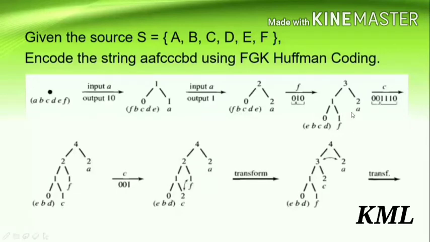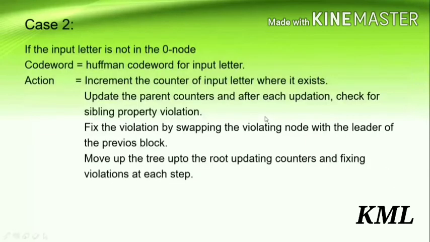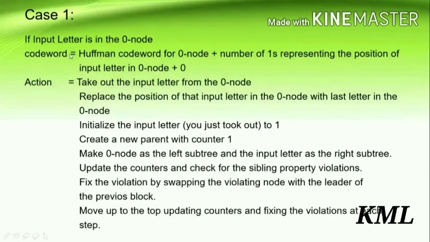Okay, so now let's see the next input letter. We have a C here. So now check if C is in the 0 node or not. So C is in the 0 node. So the first condition is satisfied. So how do you write the code word? Huffman code word for the 0 node, number of ones representing the position of input letter in the 0 node, plus 0.